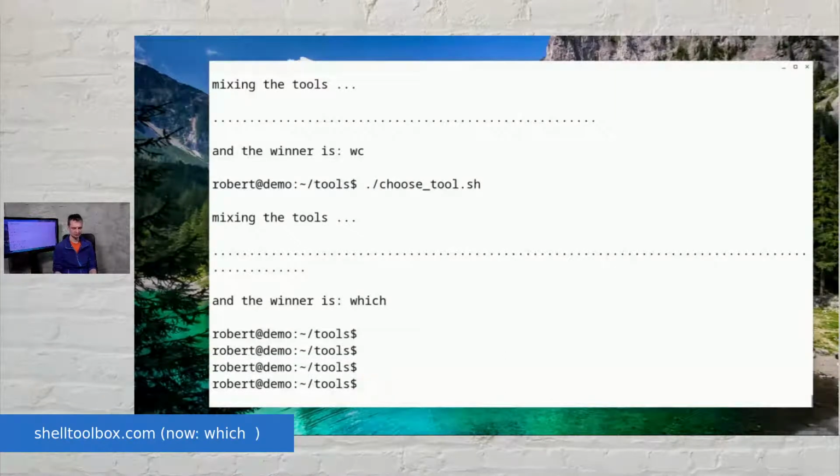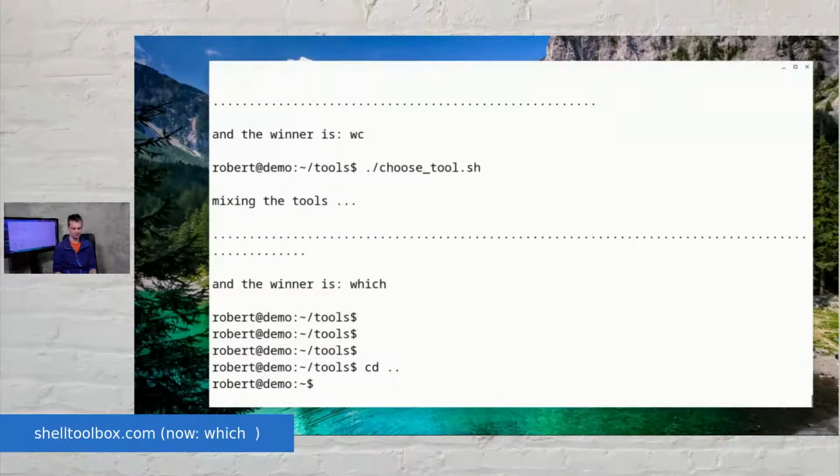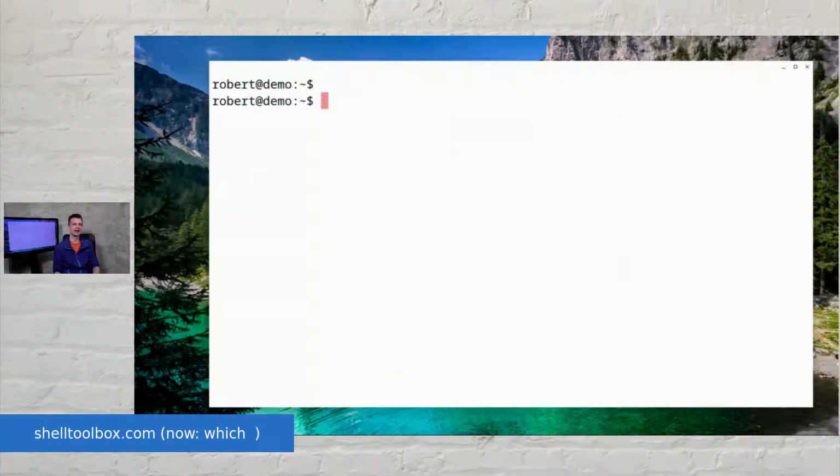Which is a tool that gives you the information where an executable file is located. If you try to interpret a command line like the shell would do, for instance, echo hello world, then you would simply split the line into words, and the first word of the line is your command, and this is the command you want to run.